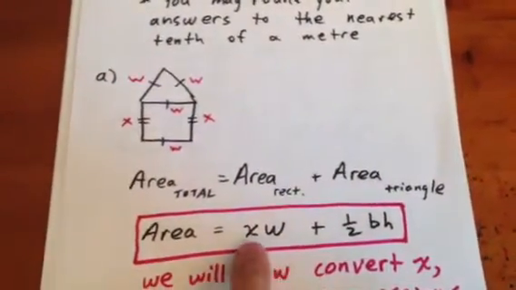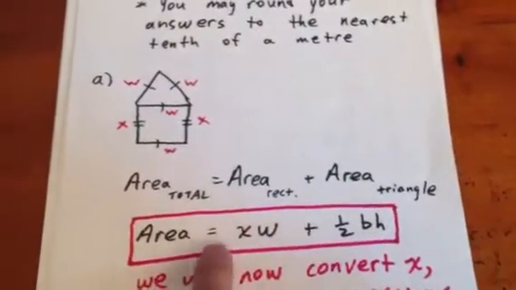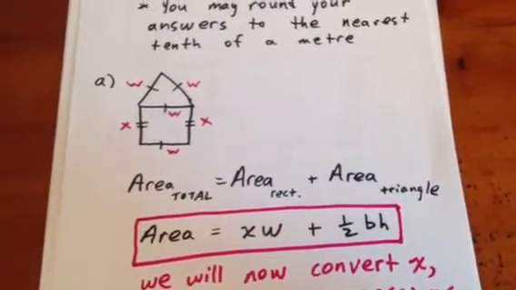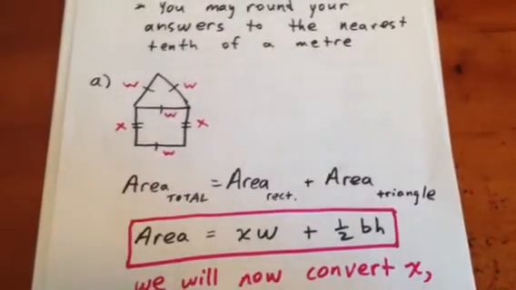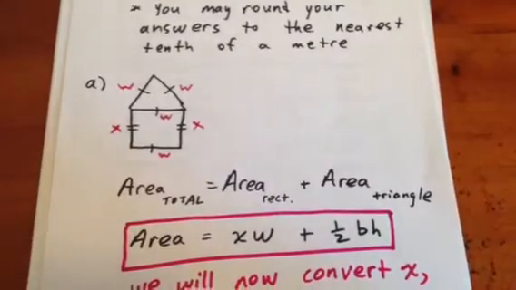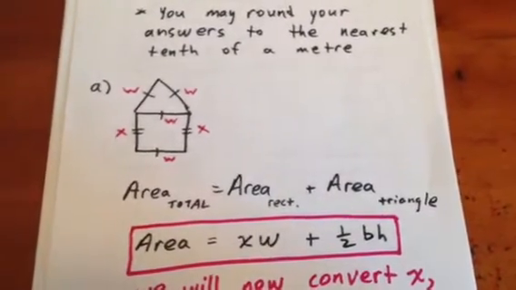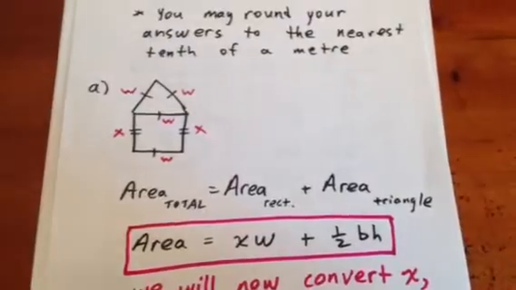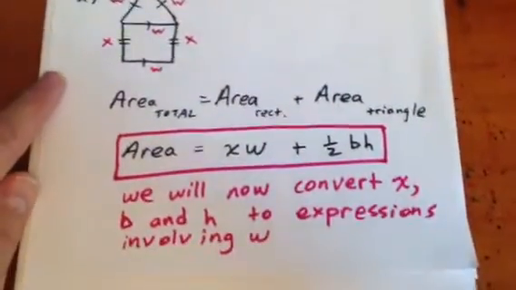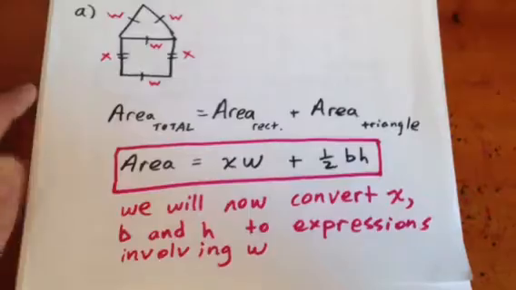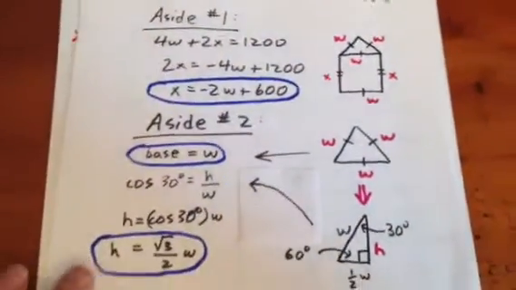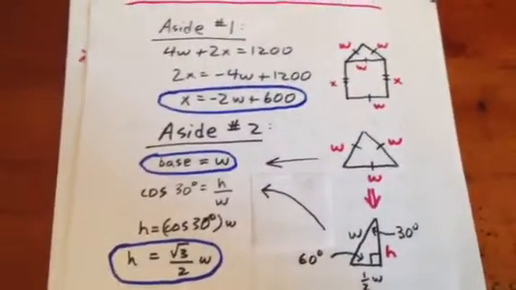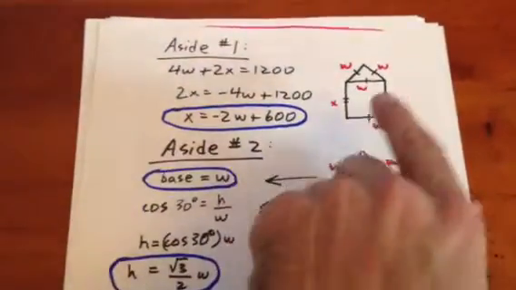Now we have a problem here because we have four different variables in our area formula, and we need to convert them all to one variable. In this case, we're going to convert them all to the variable w so that we can give an expression for area in terms of w. So we convert x, b, and h to expressions involving w. Now, in order to do that, we do a couple of asides from our typical solution. The first one is to convert x in terms of w.